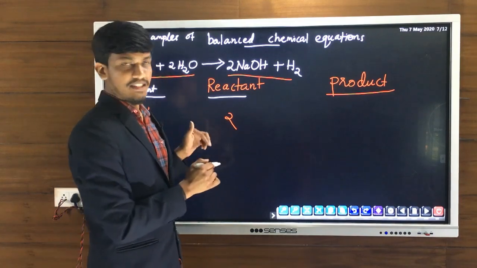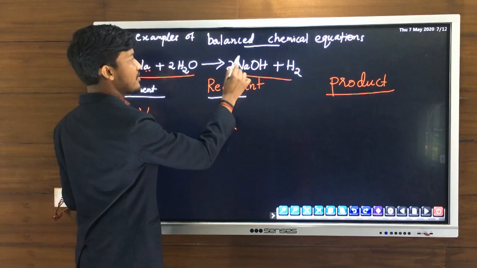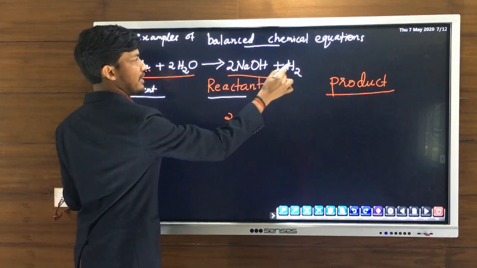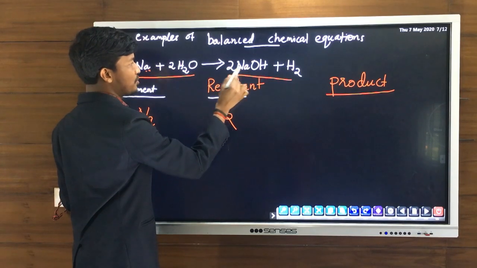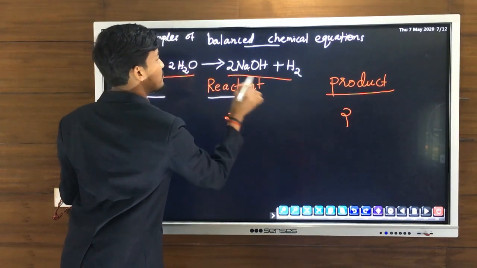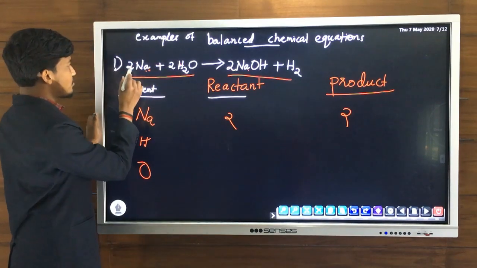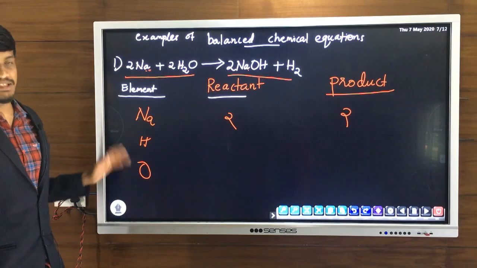Now the number of sodium atoms on the right side. On the right side Na is in the first product. There is no Na in the second product. Again the number of Na atoms, 2 into 1, 2 sodium atoms. Left side also 2 into 1, 2 sodium atoms. So there is an equal number of Na atoms on both the sides.